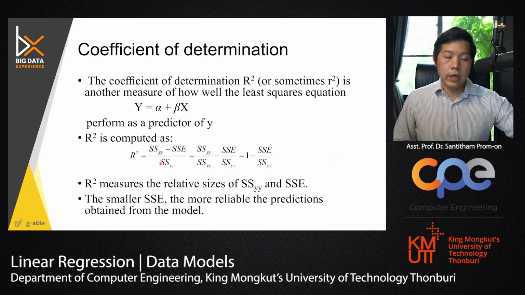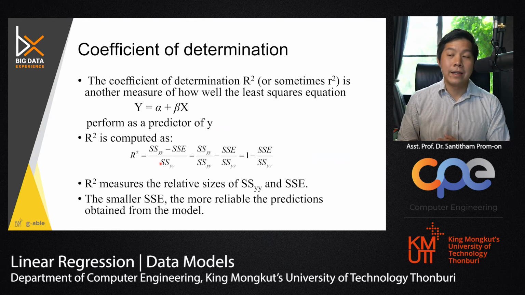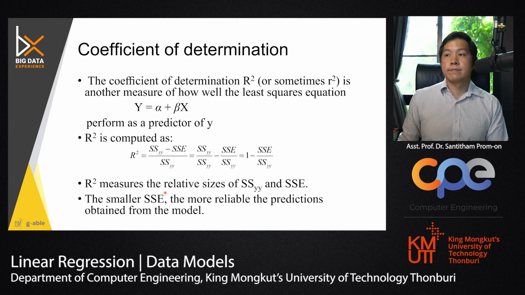The value here ranges approximately from 0 to 1, or it can be a negative value if you get a totally wrong line. Here SSYY divided by SSYY equals 1, minus SSE divided by SSYY, which gives you the latter term. This measures the relative size between the errors and the total variance in y. The smaller the SSE, the better the predictions.